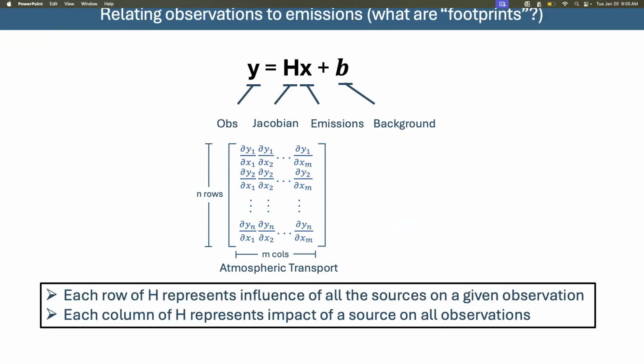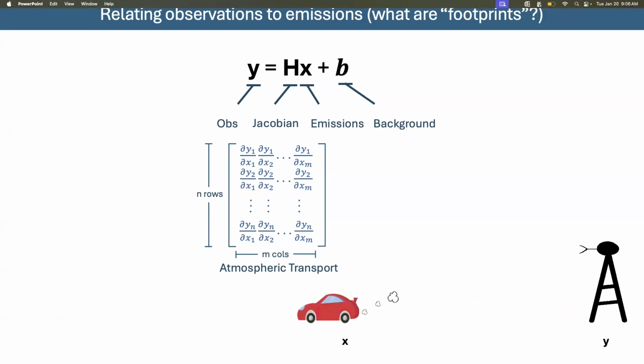As such, any single row of this H matrix signifies the influence of all the sources on a given measurement. On the other hand, any column of this H matrix signifies the impact of a single source on all of the measurements.